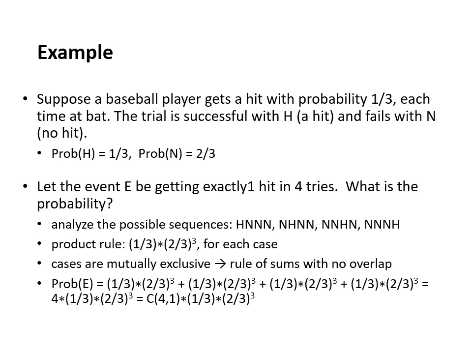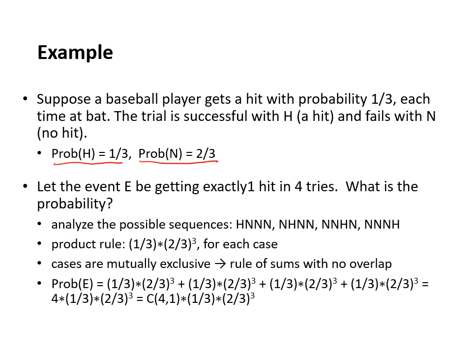Suppose a baseball player gets a hit with probability 1/3 each time at bat. The trial is successful with H, which means a hit, and it fails with N, which means no hit. So the probability of H is 1/3, and the probability of N is then 2/3. Let the event E be getting exactly one hit in 4 tries. So what is then the probability of E?